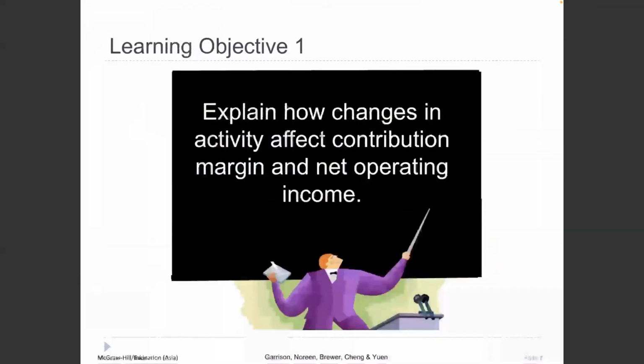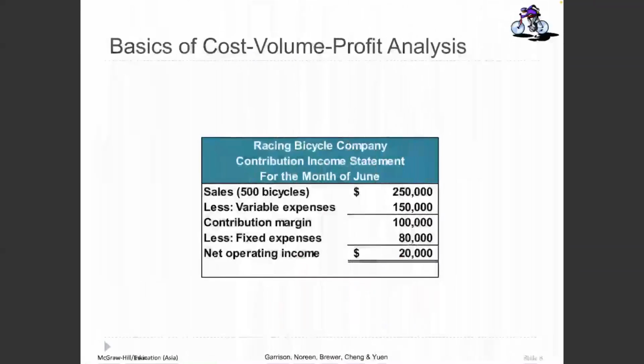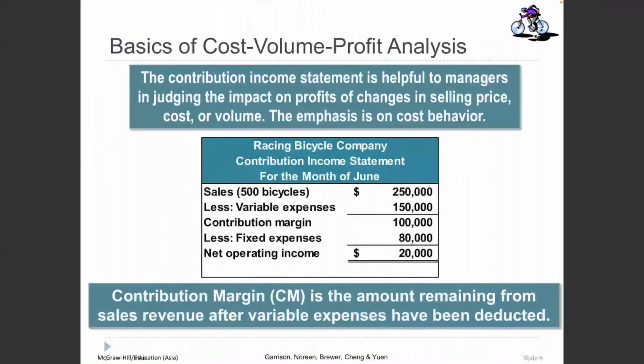The first one is to explain how changes in activity affect contribution margin and net operating income. Under this topic, there are a lot of concepts that you have to understand, and there are a lot of formulas going on. So you can list down all the formulas later on. Then you can have a summary of the concepts and a summary of the formulas.